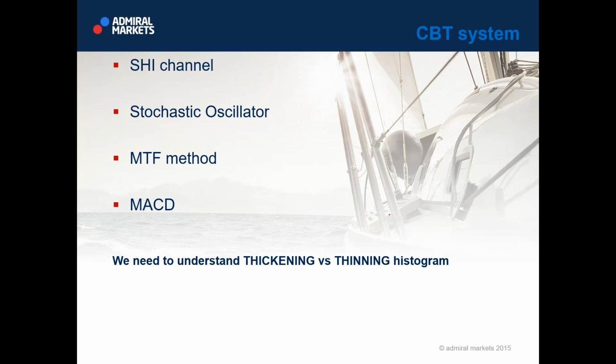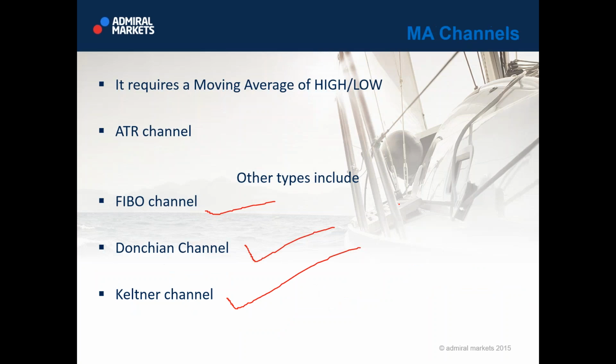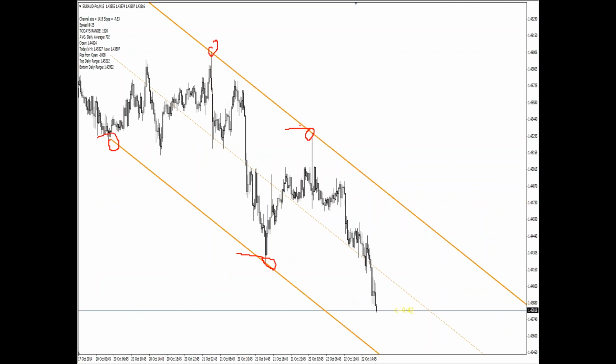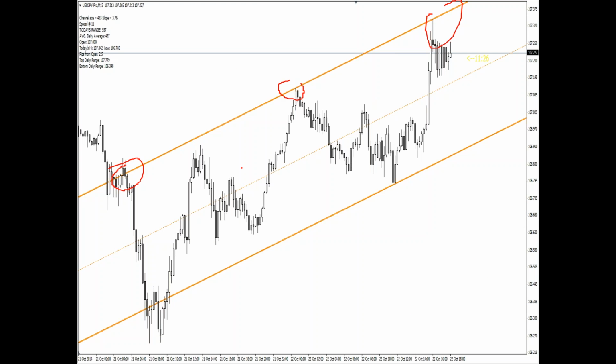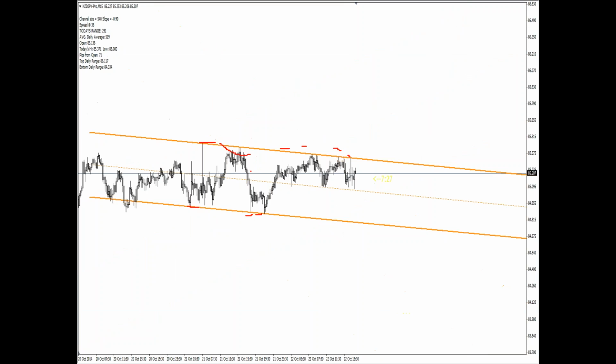Now, CBT system, as I said, I want to be very straight with the system, because why would we talk a lot more about channels where it's very straightforward? Alif is asking, this is the first part of CBT system. Alif, what do you mean the first part of CBT system? This is the system, and yes, you will be using these kinds of channels to actually trade it.